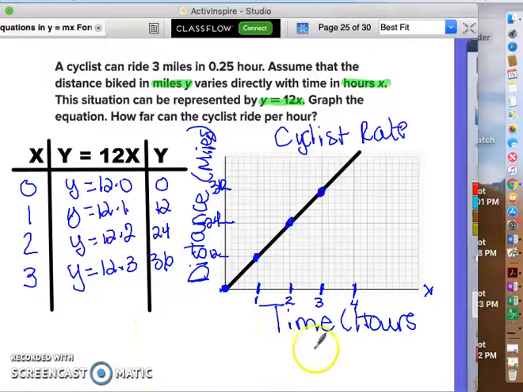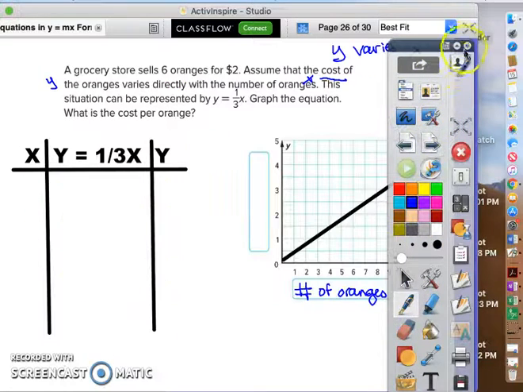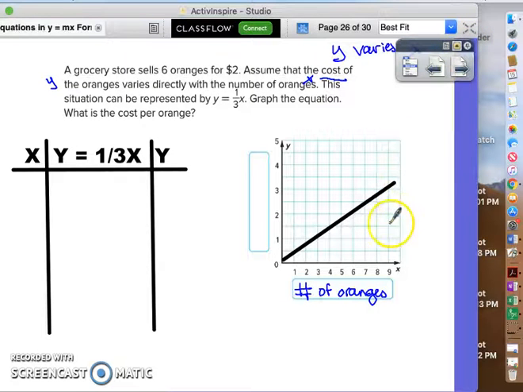If I want to know my rate, how fast the cyclist rides per hour, well, in 1 hour, I'm going 12 miles. So 12 miles per hour. All right, let's try to get one more in here.